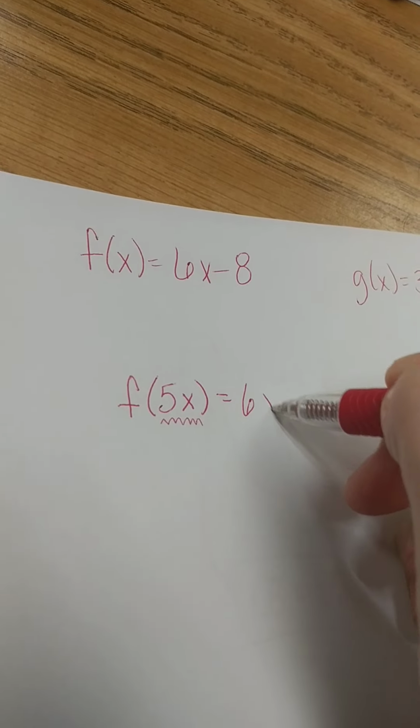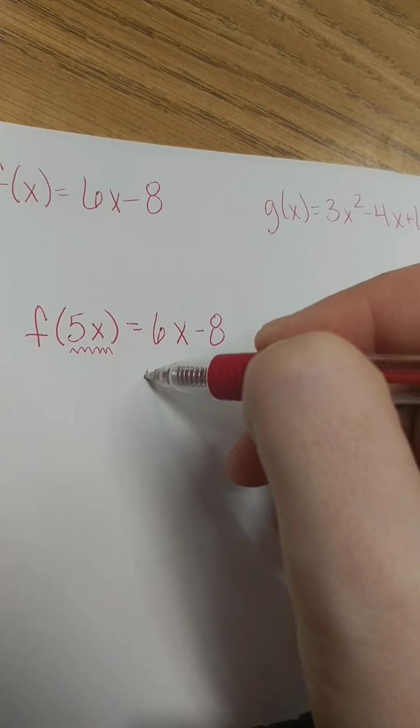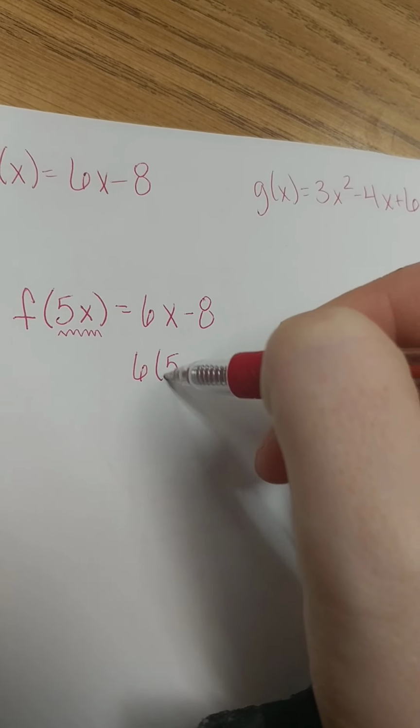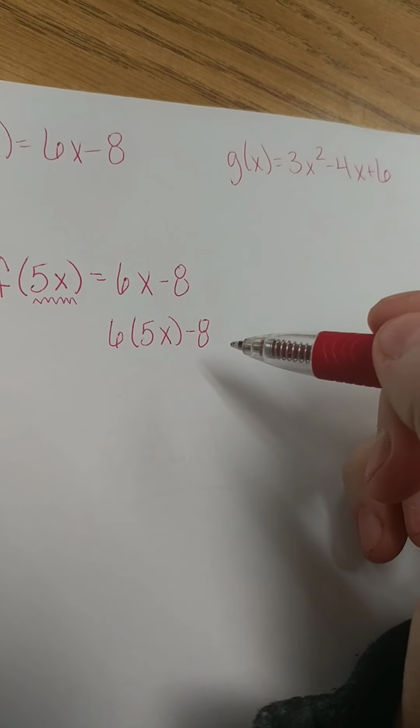You're still going to start it like you did all of the other ones. You're still going to pull out function f. This time, everywhere you see an x, you're going to replace it with 5x. Nothing has changed, just got a variable in there.